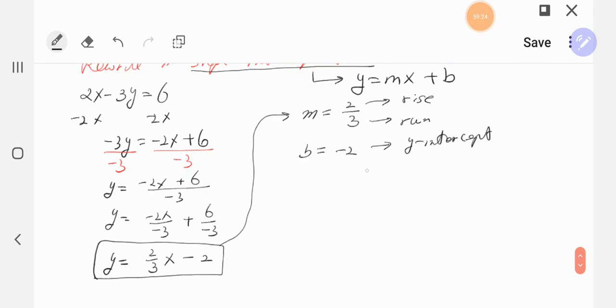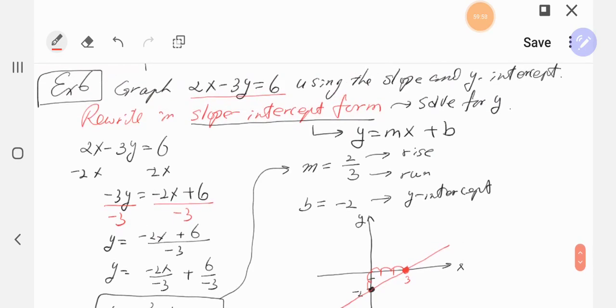So let's draw the horizontal axis and the y-axis, the vertical axis. Okay, let's start from the y-intercept, which is negative 2. Negative 1, negative 2. Okay, and then from here, let's move 2 units. So rise is 2, so go 2 units. And then run is 1, 2, 3 to the right. Second point, and then connect these two. So this is the graph of the given equation.